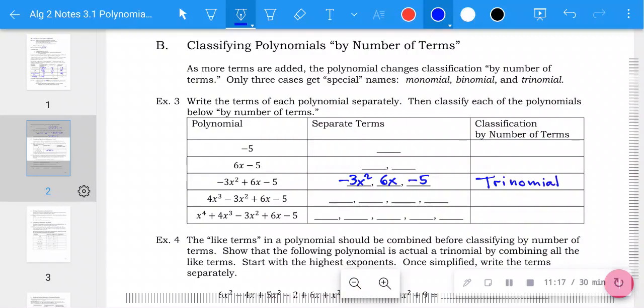Taking away one of those, so now I only have 6x and negative 5. Now it's just a binomial. Bi means 2. And when there's only one term, like this constant negative 5, it's called a monomial.